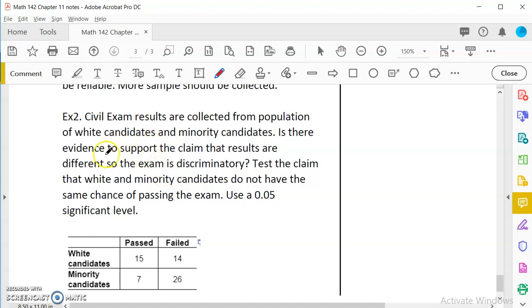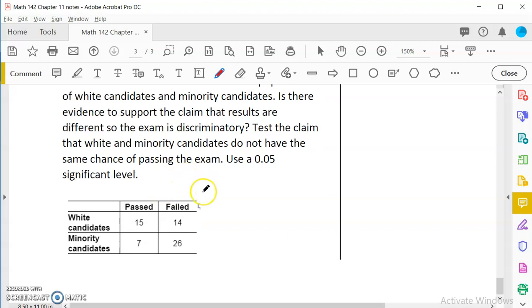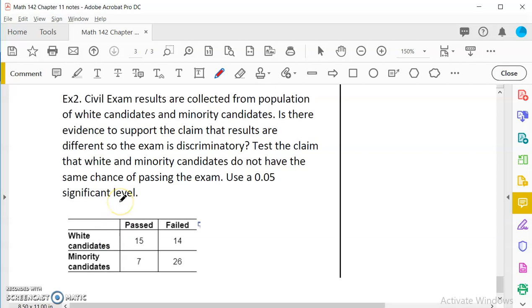The last example is the use of this in the court. This is actually a real story that has been posted in New York. There is a firefighter exam, I think, for firefighters to be promoted to supervisor or something. And it turns out that most of the people that pass are white candidates, or they have a higher percentage of passing compared to minority candidates.